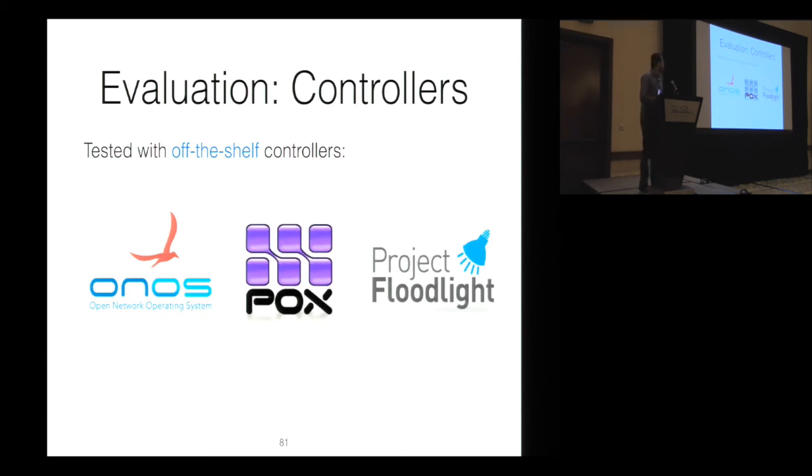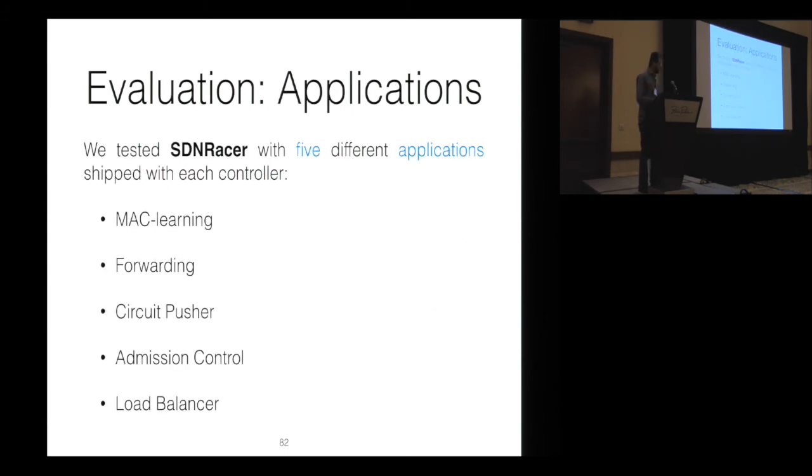And then for the evaluation, we tested with three off-the-shelf controllers. We have ONOS, POX, and Floodlight. We can test with these controllers as a black box, or to reduce the number of false positives, you can also add additional instrumentation. So for these, we added less than 100 lines of code of instrumentation just to instrument the OpenFlow I/O loop to increase the precision of our tool.